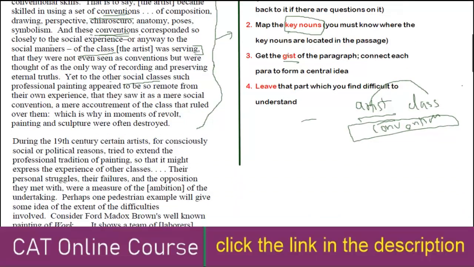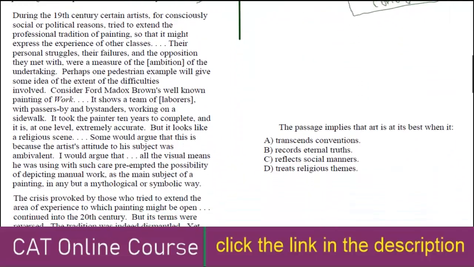In the second paragraph, the author says, during the 19th century, certain artists for consciously social or political reasons tried to extend the professional tradition of painting so that it might express the experience of other classes.